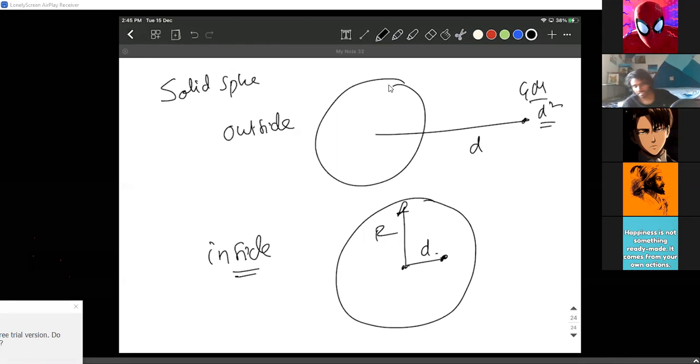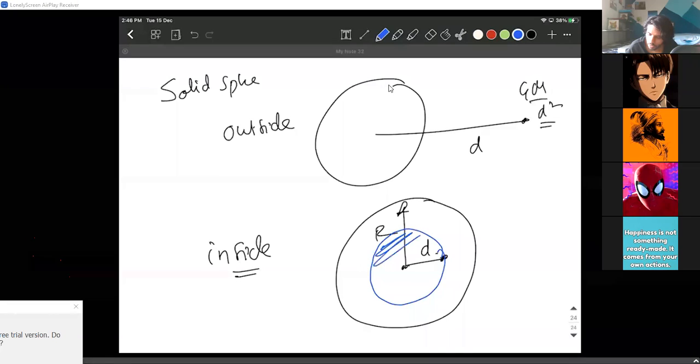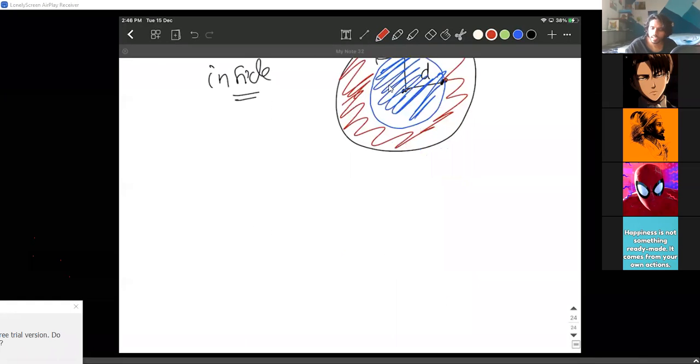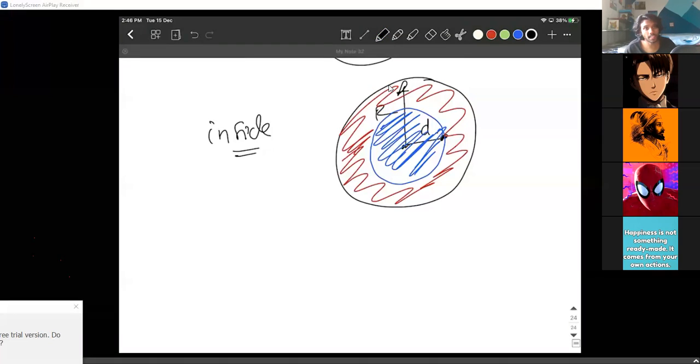Sir, I have this approach. What we are supposed to do is first take the right hand side and integrate separately, sir. Then the left hand side and integrate separately. And then subtract one from the other. No. Listen. I am splitting this solid sphere into two parts. One is the inside part. The other is the outside part.